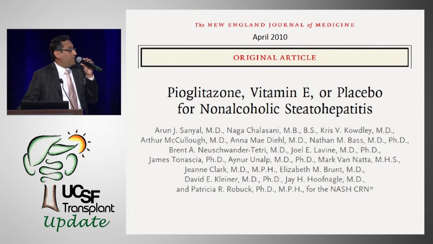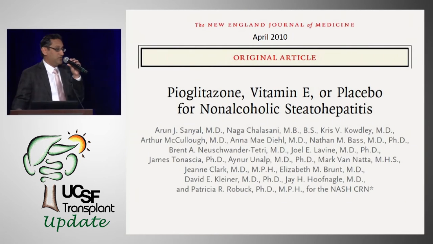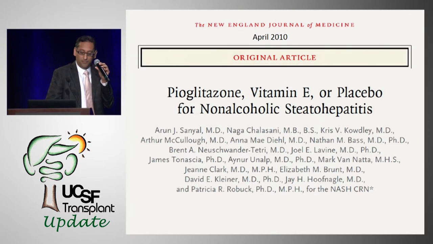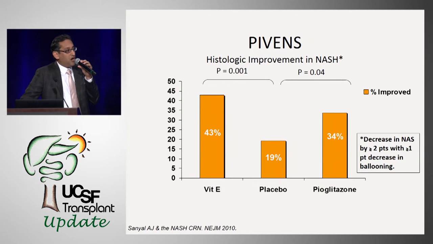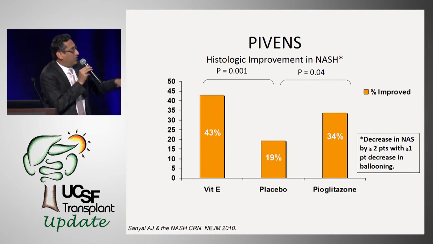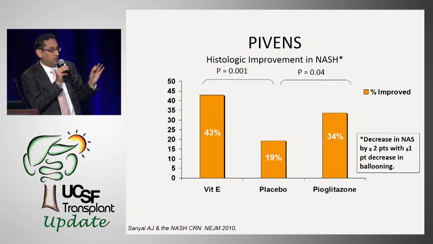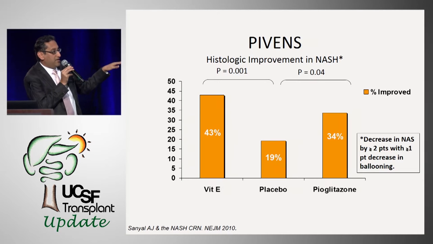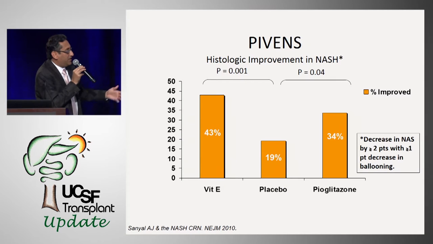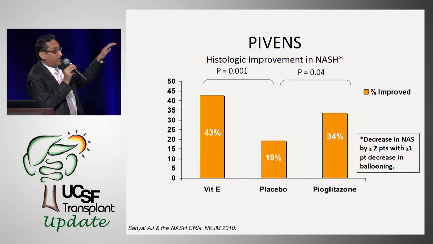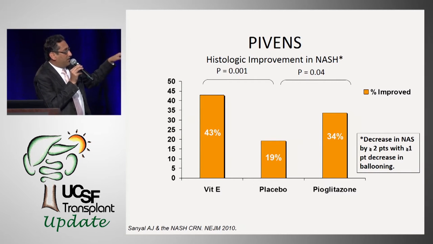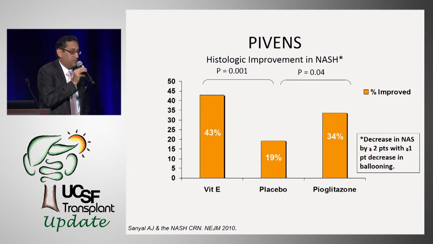So the pivotal paper is from the NASH CRN, of which Dr. Bass was one of the authors. The primary outcome in this PIVENS trial was a decrease in the NASH score by 2 points with at least a 1 point decrease in ballooning and no worsening of fibrosis. It was a three-arm study: vitamin E, placebo, and pioglitazone. So this was the reason we recommend vitamin E. It achieved the primary outcome in 43% in the vitamin E group. Placebo had 19%, and the pioglitazone arm had 34%.